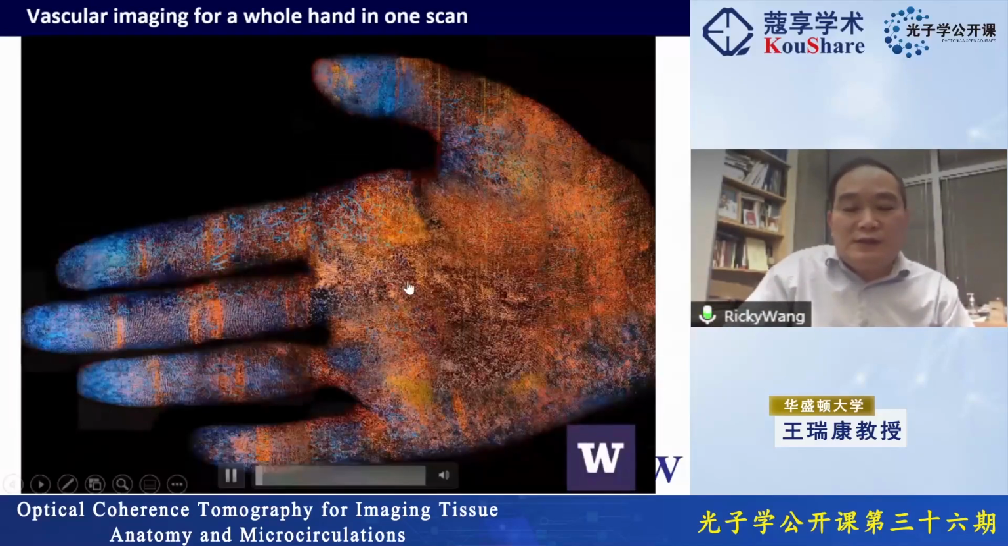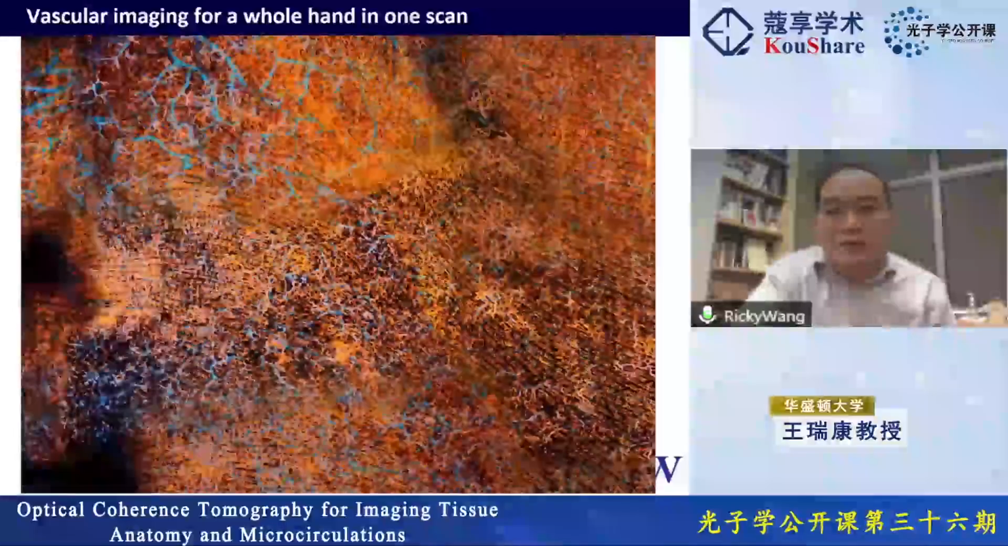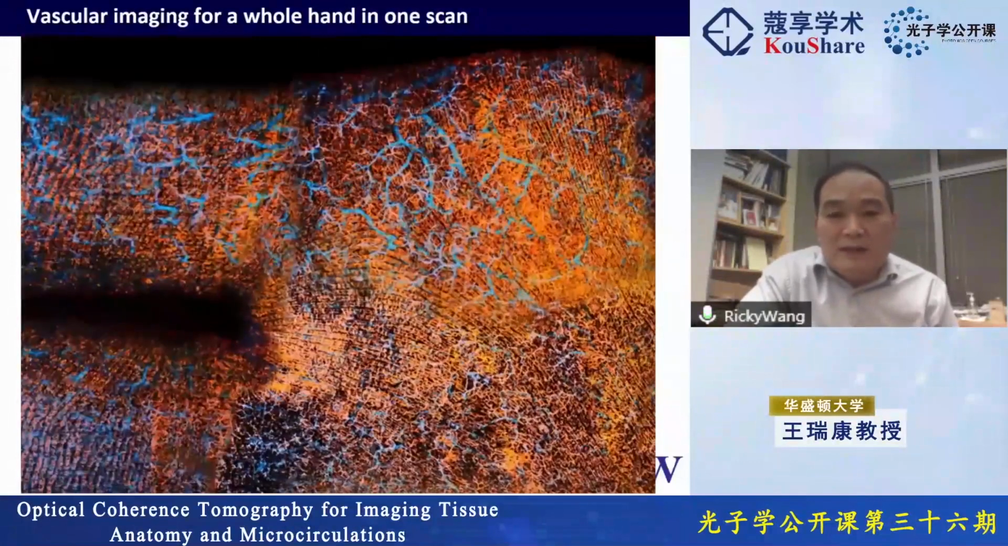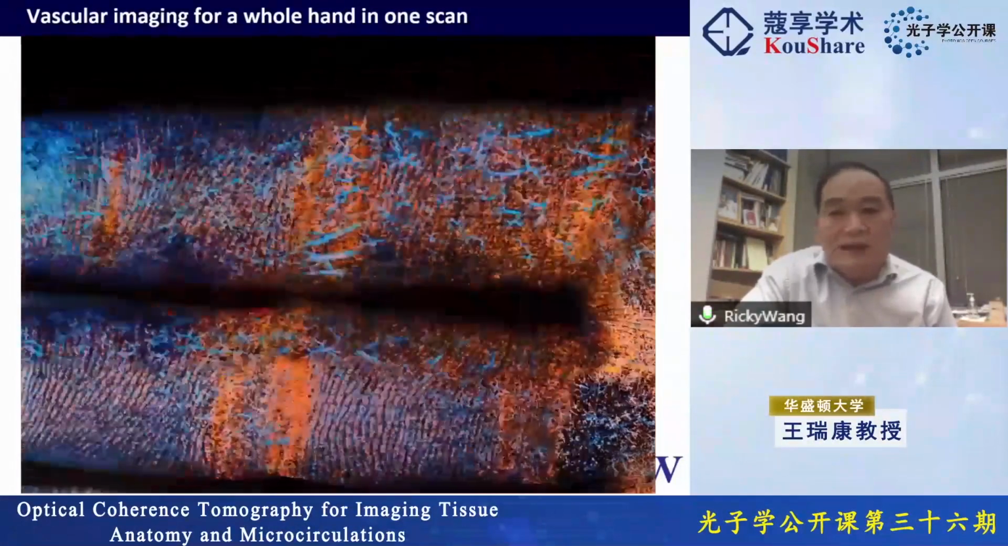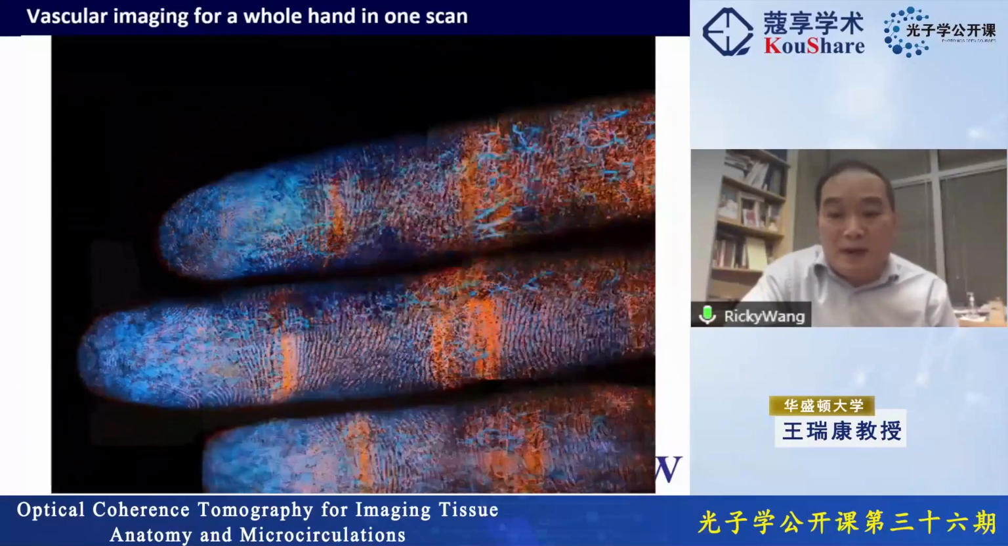And you can use this system to look at the vasculature as well. You can look at the whole vasculature in the palm. And the system has a resolution of about 20 microns, so you can look at the capillaries in the palm.